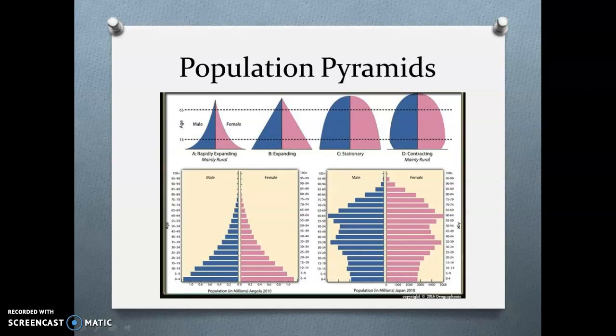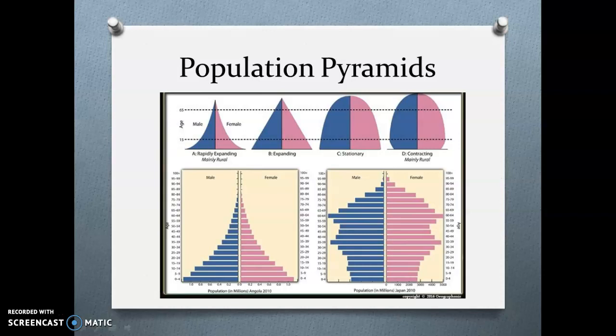Across the bottom gives you that percentage, and then the top or the sides will tell you the age. Typically, it's divided up into 5 years of age, so 0 to 4, 5 to 9, and on and on. It'll tell you what percentage of population is of a certain age, and how many people of that age are a certain gender. In the one that you have here, you have the Japanese population in 2010, and the population of Angola in 2010.